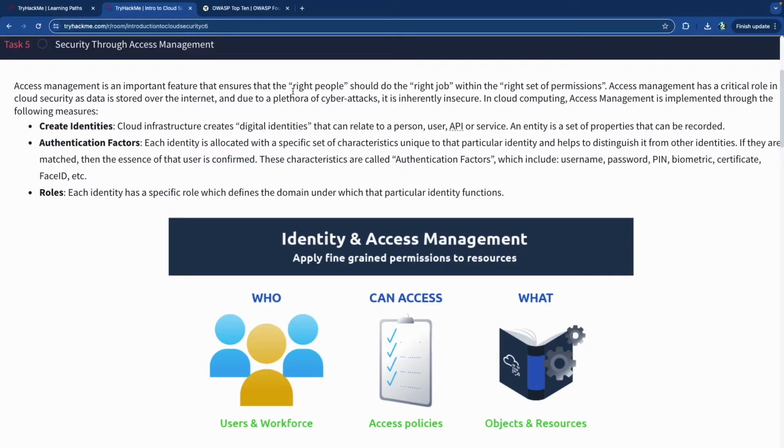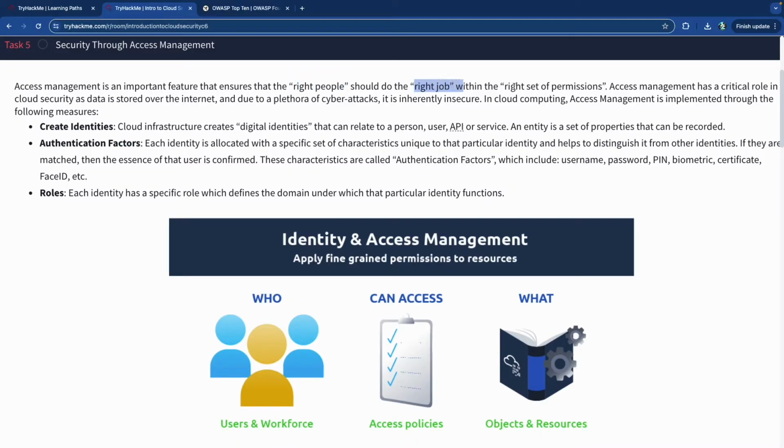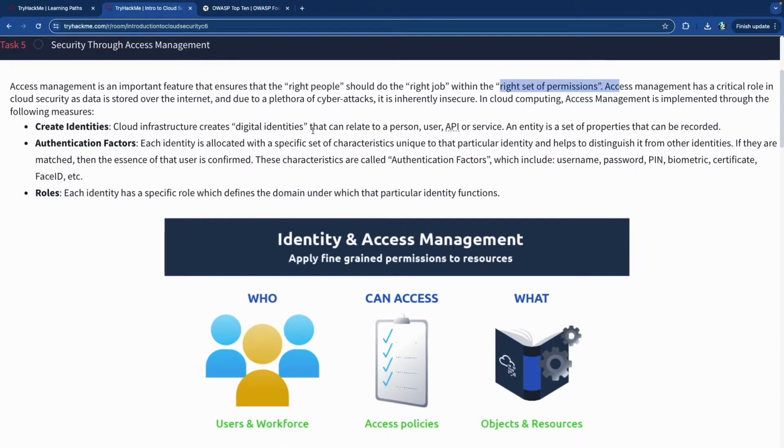What it means is that the right people should do the right job within the right set of permissions. That's what identity and access management stands for, right? So you create identities. The cloud infrastructure creates digital identities that can relate to a person, a user, an API, or a service, and the entity is a set of properties that can be recorded, right?